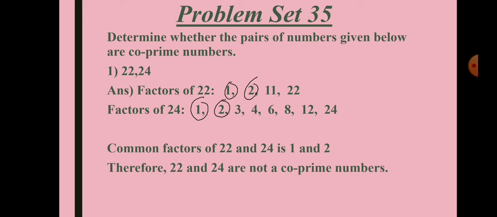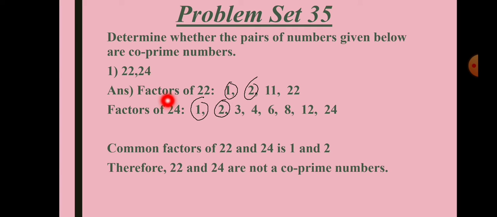Now let's start with our problem set. So take out your maths notebook and write on the margin: problem set 35. Write today's date and copy the question. Determine whether the pairs of numbers given below are co-prime numbers. Now the first question is 22 and 24.